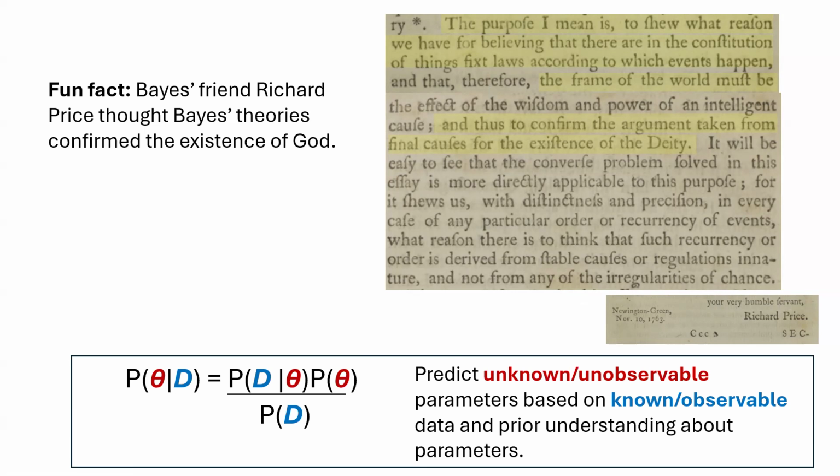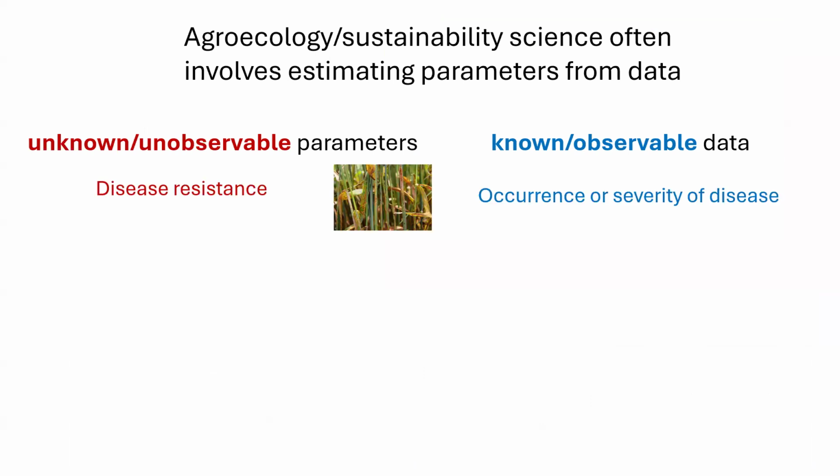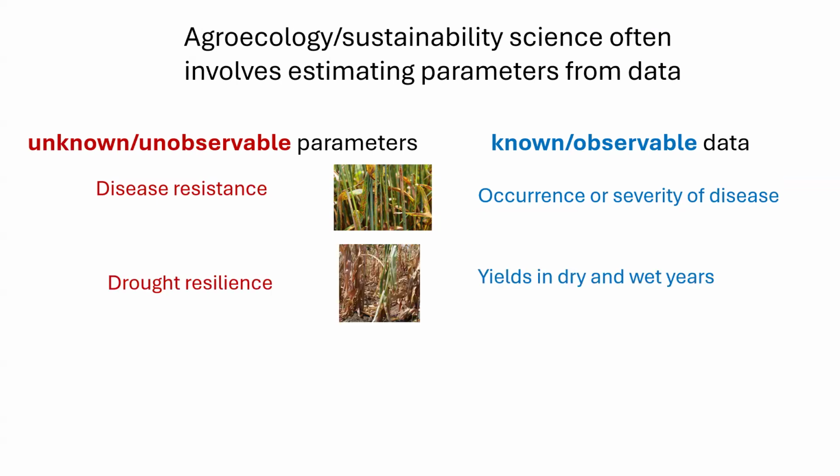So this just saying parameters and data is a very abstract concept. So I just want to ground us a little bit in agroecology and sustainability science. So we're often trying to estimate some kind of unknown or unobservable parameter from data. For example, if we're interested in disease resistance, this is an abstract concept. We can only measure it based on the occurrence and severity of disease. Similarly, drought resilience, we are limited to performance or yield in wet and dry years.